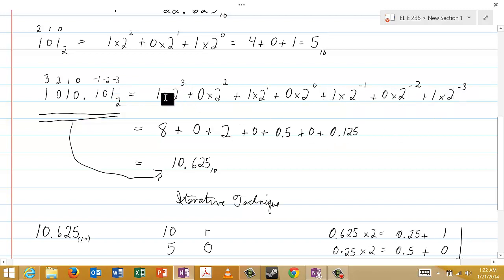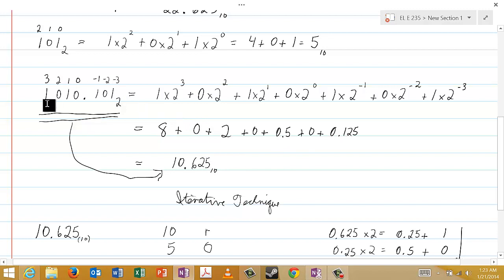Now 2 cubed is 8, and 1 times 8 is 8. 2 squared is 4, but 0 times 4 is 0. 2 to the first power is 2, and 1 times 2 is 2. 2 to the 0th power is 1, but 0 times 1 is 0. 2 to the -1 is 0.5. 1 times 0.5 is 0.5. 2 to the -2 is 0.25, but 0 times that is 0. And finally, 2 to the -3 is 0.125, and 1 times that is 0.125. And if we add all of these numbers up, we get 10.625.